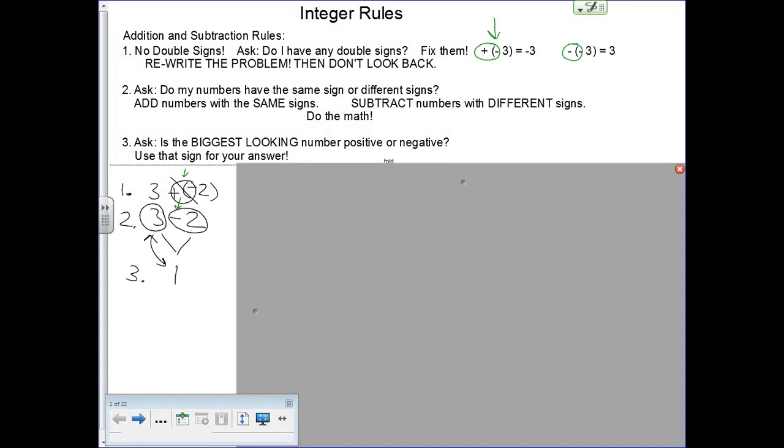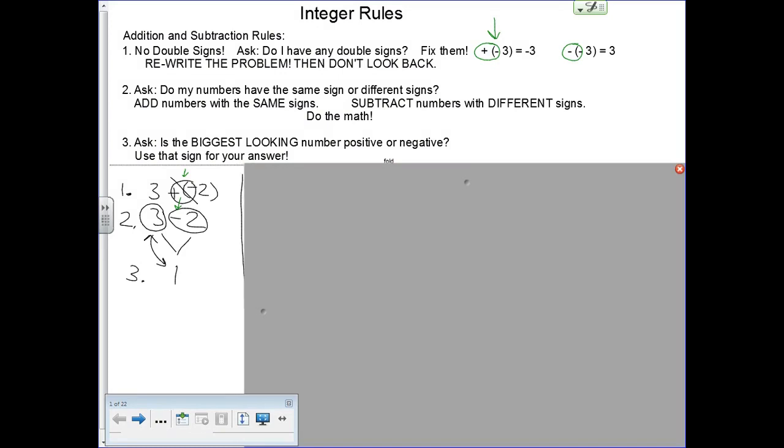Step number 2 says, do my numbers have the same signs or different signs? So I circle my 3, which had no sign making it positive, and I circle my -2, which has a minus sign in front of it, so it is negative. Since they have different signs, I know I'm going to subtract. And we already know that 3 minus 2 equals 1. But we're going to still go back to do that 3rd step. Which of the 2 numbers in step number 2 looks bigger? Yeah, it's the 3. So it has to be a positive answer.